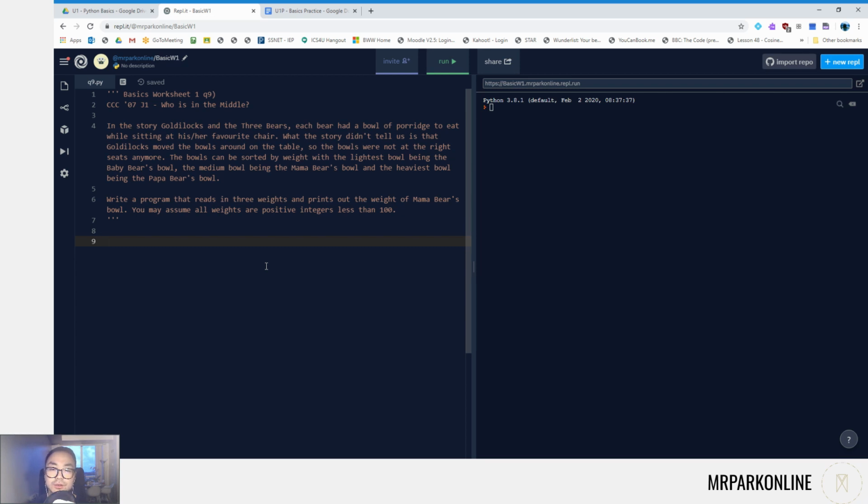And what we're trying to do is figure out the middlemost weight, as in not the smallest weighted bowl, not the heaviest bowl, but the middle bowl. And that's what we're going to do. We're going to take 3 inputs and then get the middlemost value.